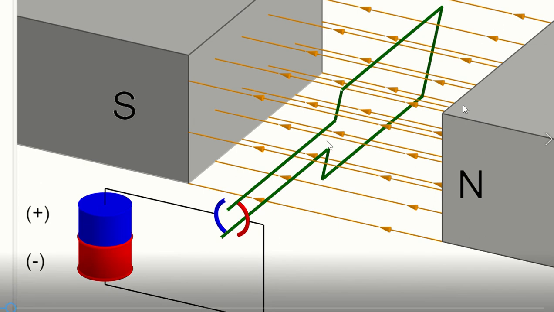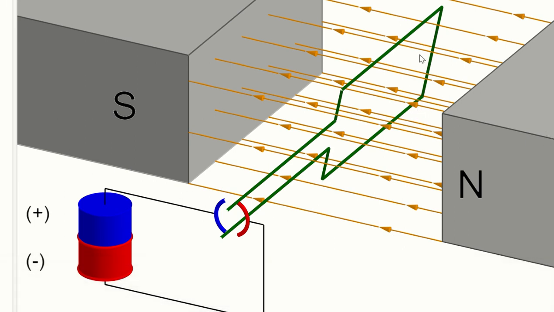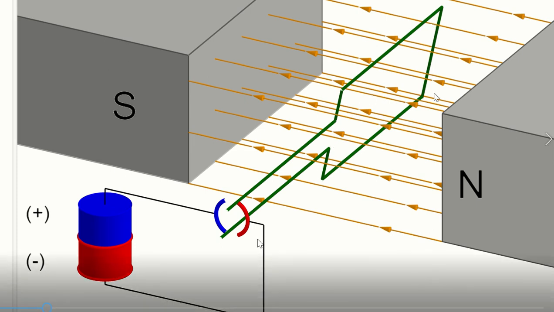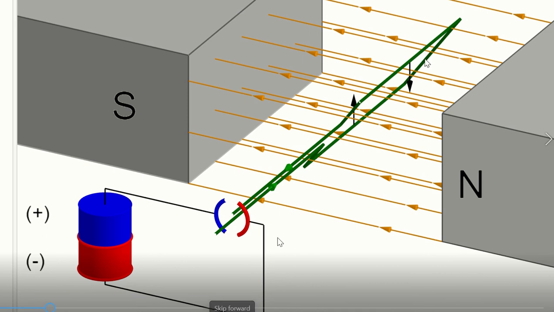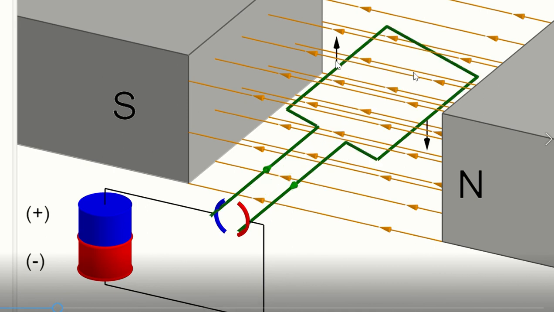Why is that? This is because a force acts on each side of the coil due to the motor effect. The force on one side is in the opposite direction to the force on the other side. The forces are in opposite directions.